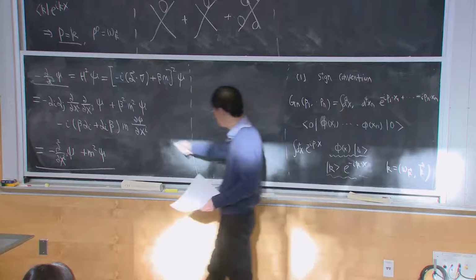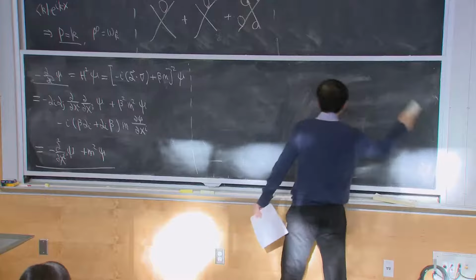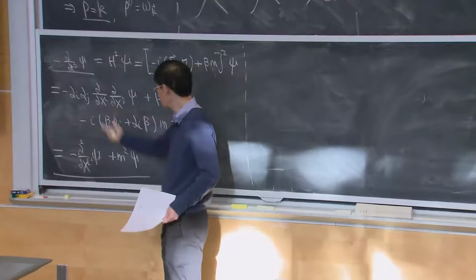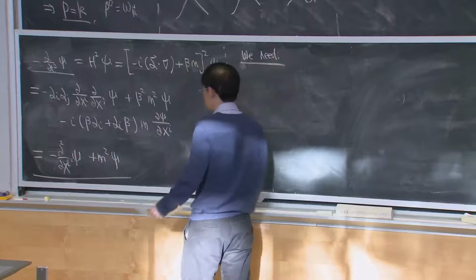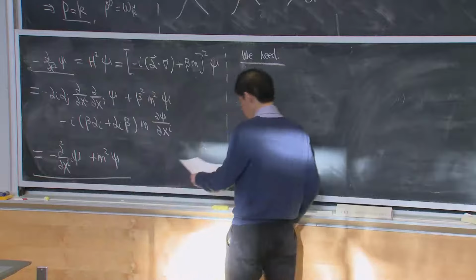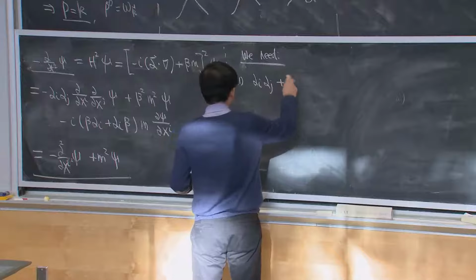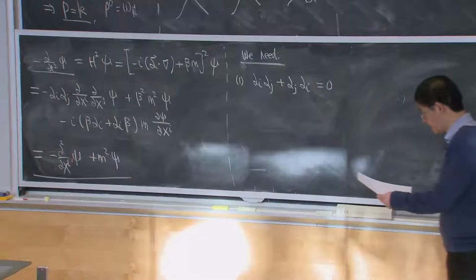So for this to be true, let's compare the second order derivative terms. First, when i is not equal to j, the off-diagonal terms should all vanish, because here there are only diagonal terms. That means alpha_i alpha_j plus alpha_j alpha_i should equal zero. Remember, the matrices don't commute, so we should be careful about their ordering, when i is not equal to j.